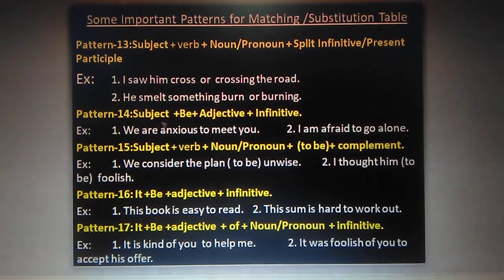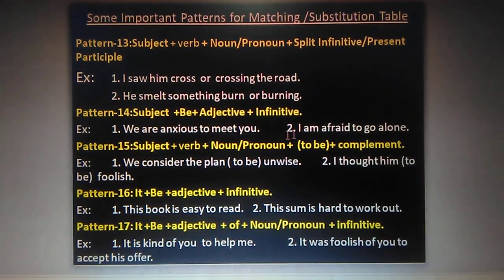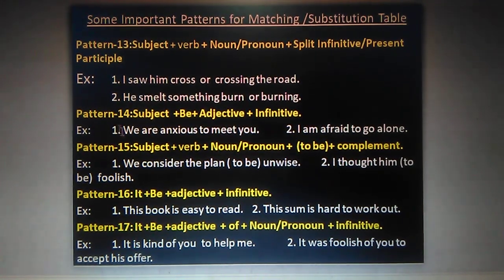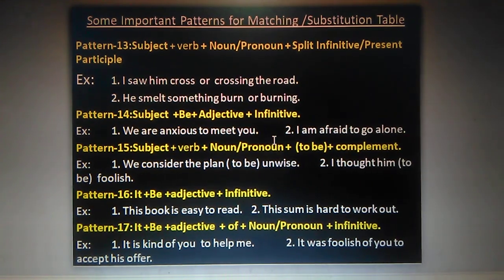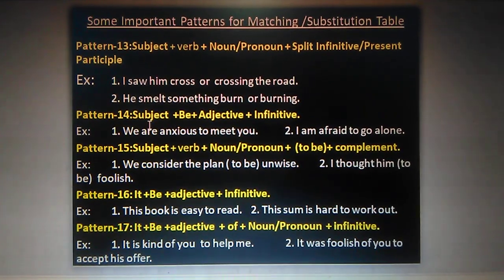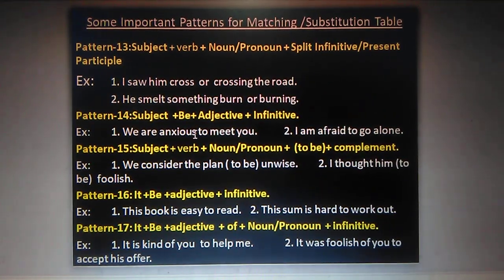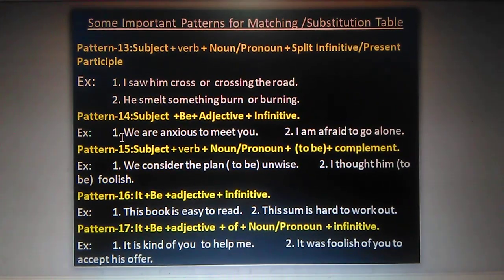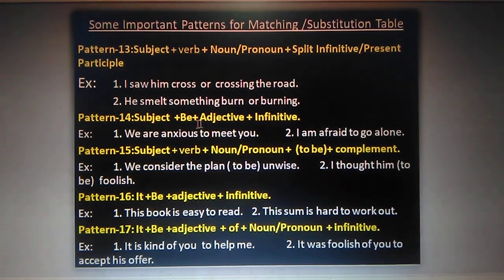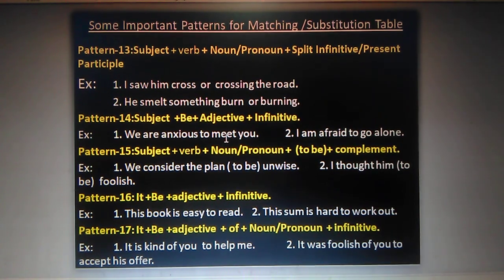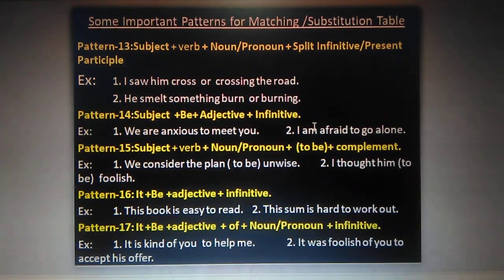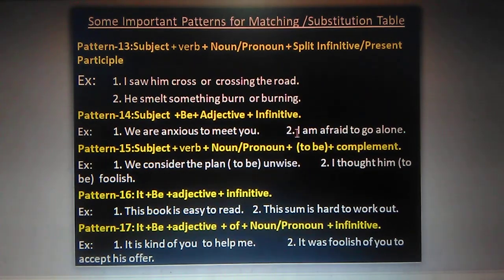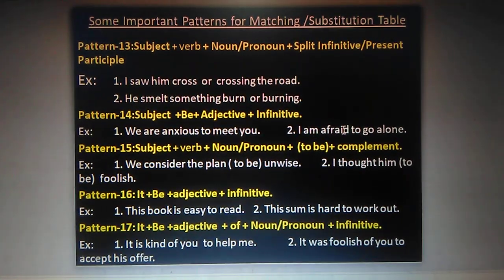Pattern 14. Subject plus be plus adjective plus infinitive. We are anxious to meet you. To meet you. Subject is 'we'. 'To be' is 'are'. Adjective is 'anxious', and infinitive is 'to meet'. I'm afraid to go alone. So here, I'm afraid to go alone. 'Am' is be. 'Afraid' is adjective, and 'to go' is the infinitive.